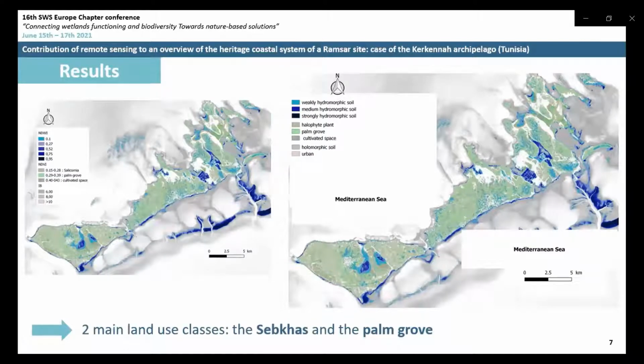The results obtained from the calculations of the superposition of indices show two main land use classes. The Sibkha is represented by the weakly, medium and strongly hydromorphic soil, and the Palm Grove represented by the halophyte plants, the palm trees, and the cultivated space, knowing that there are two types of palm grove in Kerkena, the one associated with cultivated space used for agrarian purposes, and the natural palm grove associated with halophyte plants.